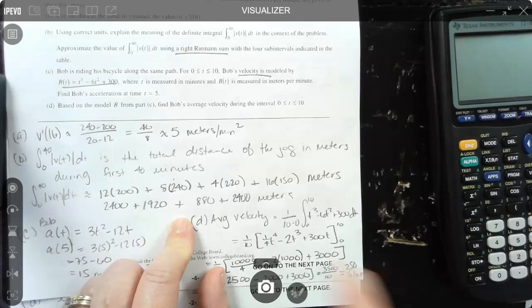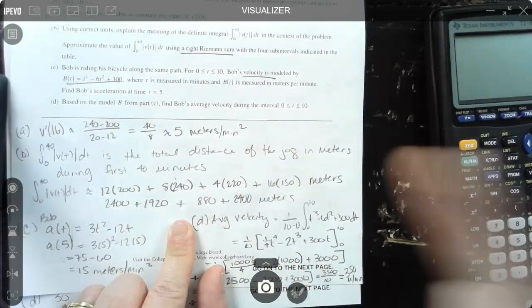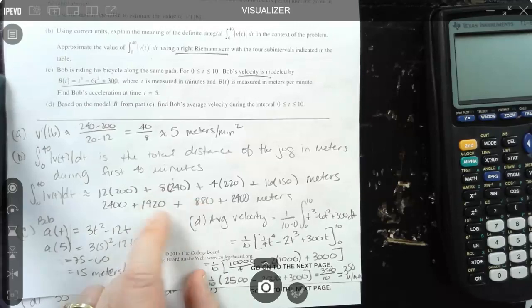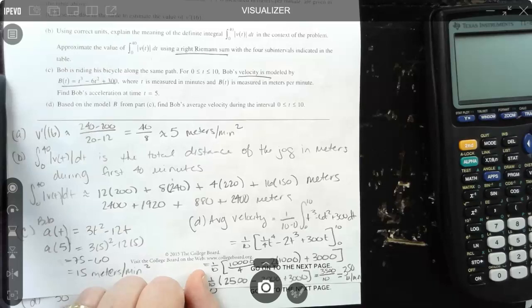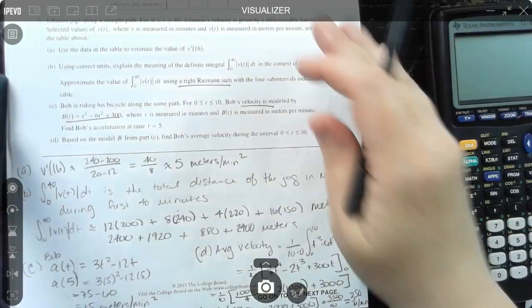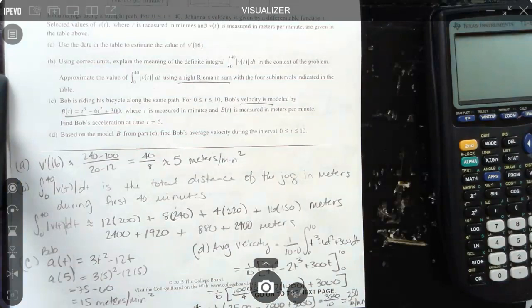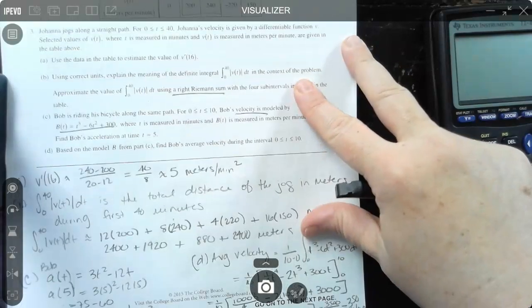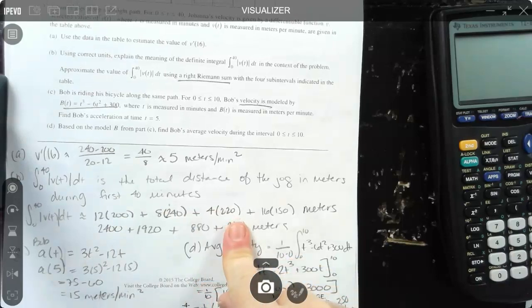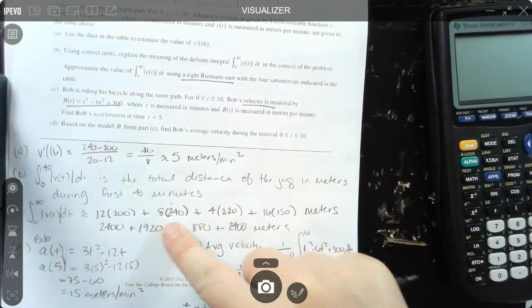So it was 1 point for the right Riemann sum and 1 point for the approximation. And so I don't really understand the difference there. The answer. But you can leave it the way, yeah. So 1 point for the explanation, 1 point for the right Riemann sum, and 1 point for the answer. Showing that you did this. Anytime they ask for a Riemann sum or a trap rule or anything like that, you need to show.